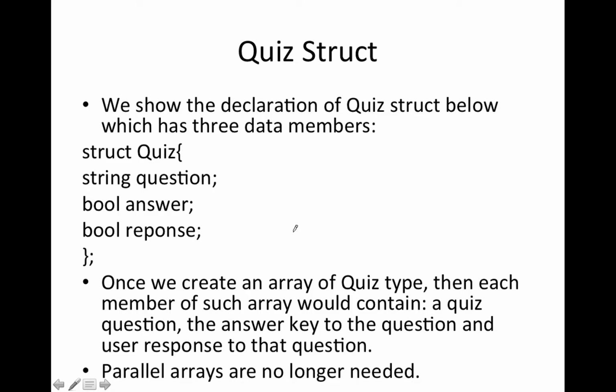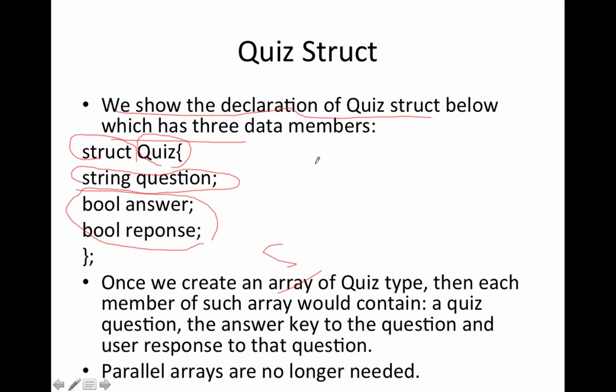Here we show the declaration of the quiz struct, which has 3 data members, and the syntax is struct quiz, left curly brace, and then the question is stored as a string, and answer and response are stored as boolean, because the answer key will be true or false. It's a true-false quiz, and the response will be true or false also. If I create an array of this struct, an array of quiz type, then each member of such an array would contain a quiz question, the answer key to the question, and the user response.